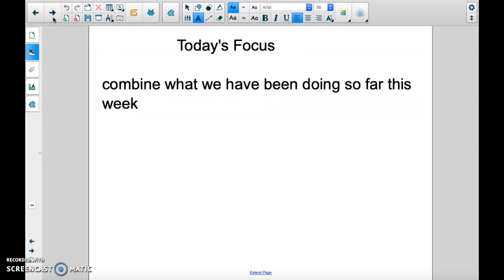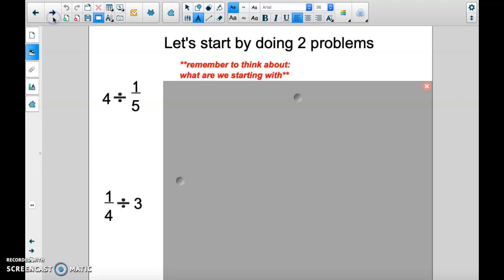So today's focus, we're kind of combining everything that we've done so far this week, right? We've done fraction by whole number and whole number by fraction in terms of division. So now we are going to put them together. This is the part, y'all, where you really have to be careful about what you're doing, right? So I want you to solve these two problems, and as you're solving them, I want you to remember, what are you starting with? So go ahead, pause the video, solve both of them, and then come back on when you're ready.